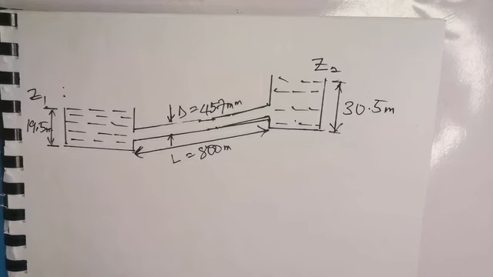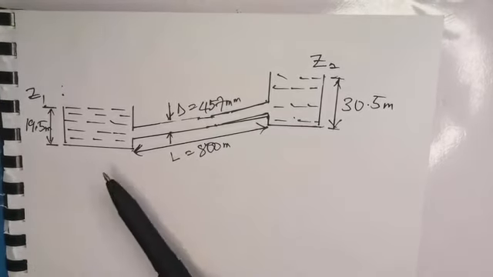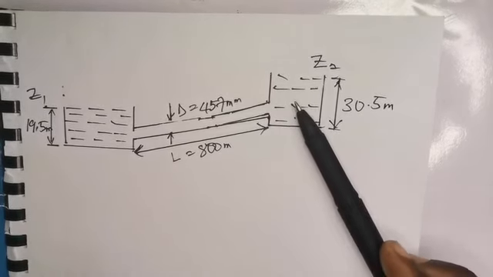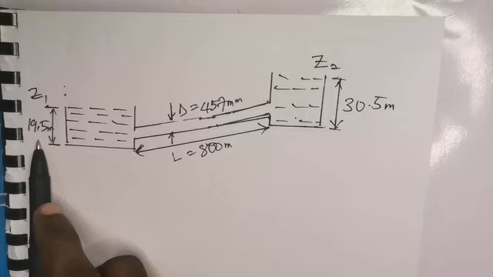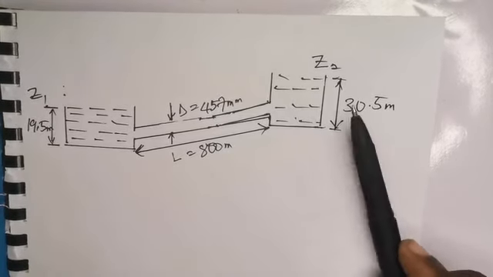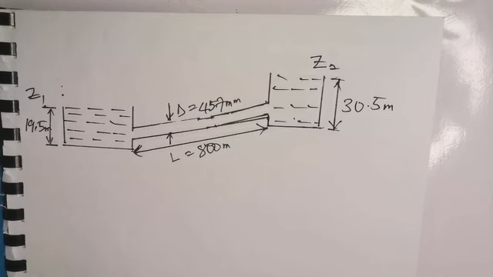Now you have two tanks. This is the first tank and this is the second tank. The first tank transfers crude oil up slope, down to the second tank. Now this is the level of the first tank. Z1 was given as 19.5 meter. Now the level of crude in the second tank was given as 30.5 meter. So this is the height of crude in this tank. The first question is asking us to find the velocity of flow through the pipe.